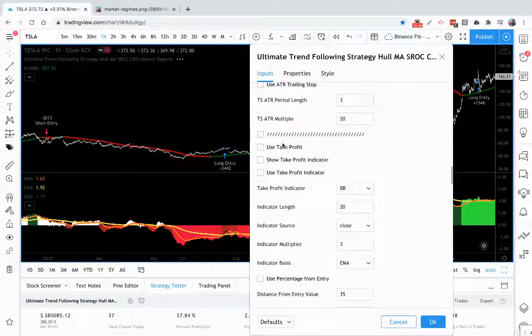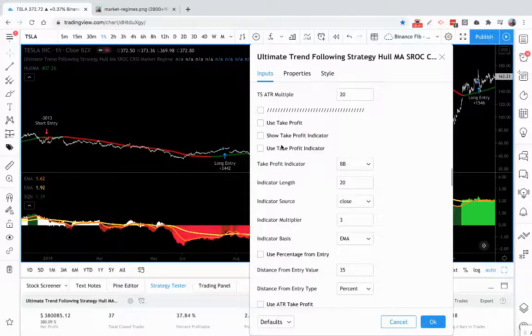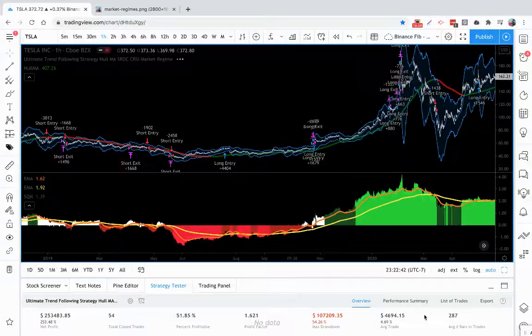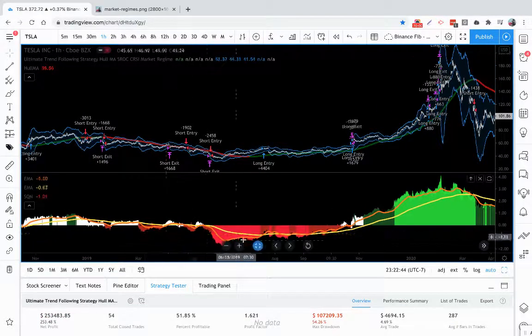If you want to have a take profit, you can also have that. A couple of different ways we have on here. You can use Bollinger Bands or Keltner channels as one of the options. And let's make this a little larger so you can see it on the screen here. And let me zoom in too so we can see things a little easier.